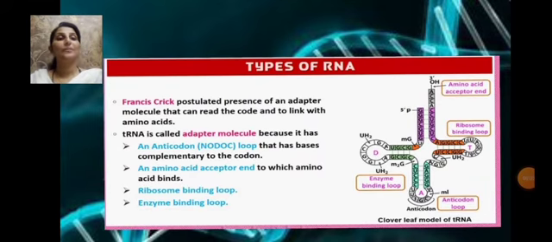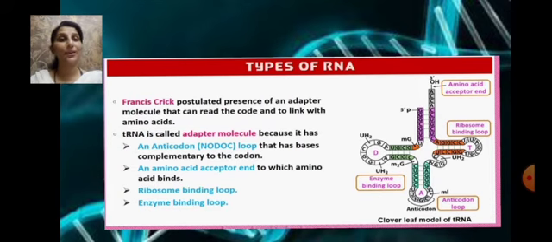Francis Crick postulated the presence of an adapter molecule. And what is an adapter? It is a device which connects two equipments together which cannot be directly connected. In the same way, Francis Crick postulated the presence of an adapter molecule, and this adapter molecule can read the code and link with the amino acids. So it has dual functions. One, it can read the code, and second, it can link to an amino acid. So tRNA or transfer RNA is called an adapter molecule.